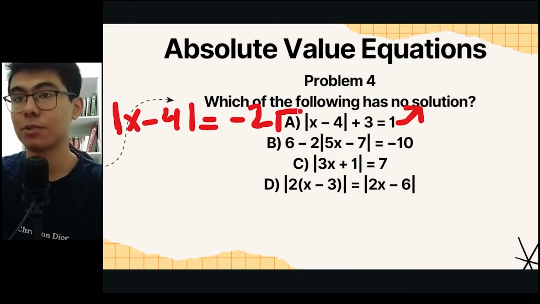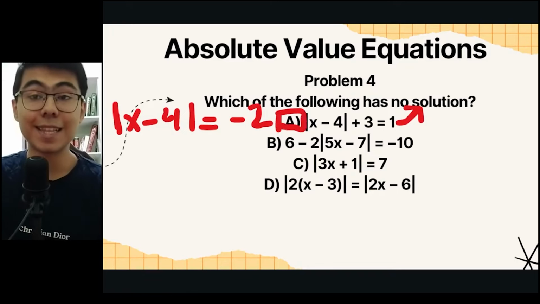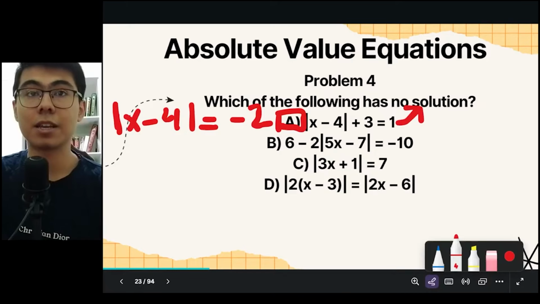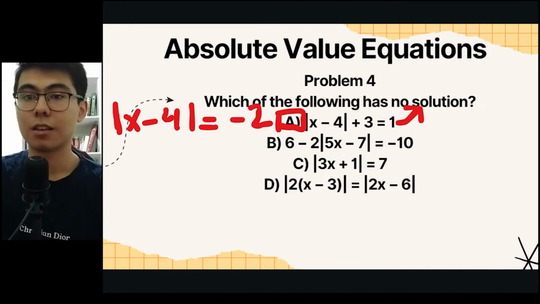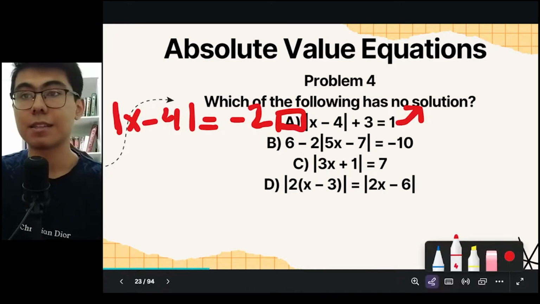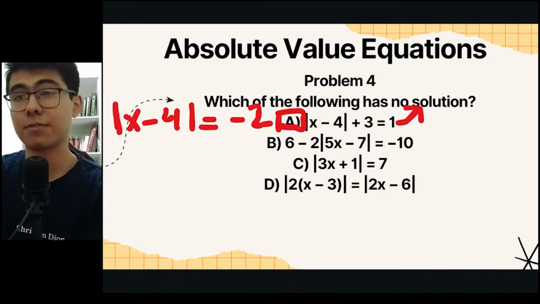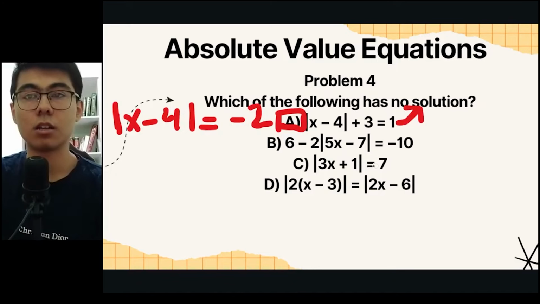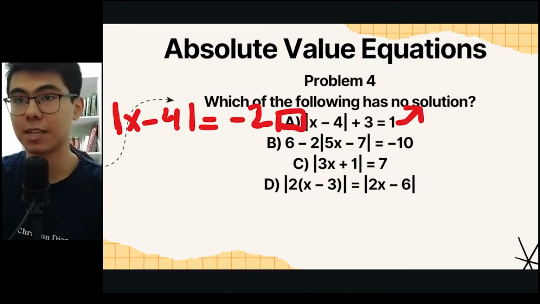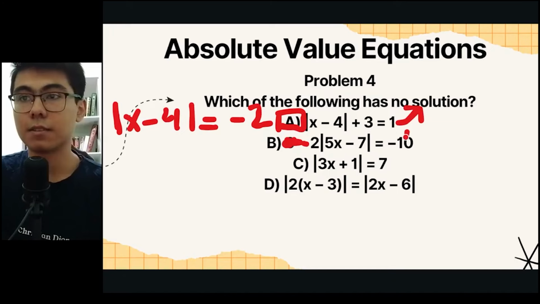And we already found the right answer. But still, let's test some of the other answer choices right now. So choice B, 6 minus 2 times |5x - 7| equals negative 10. The first thing is dividing both sides by negative 2. No, the first thing is actually adding 6 to both sides. Negative is still there, and that's going to be negative 16.